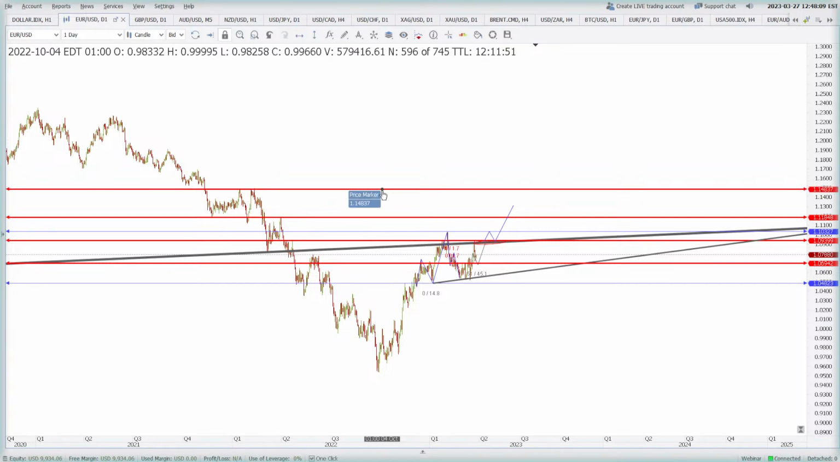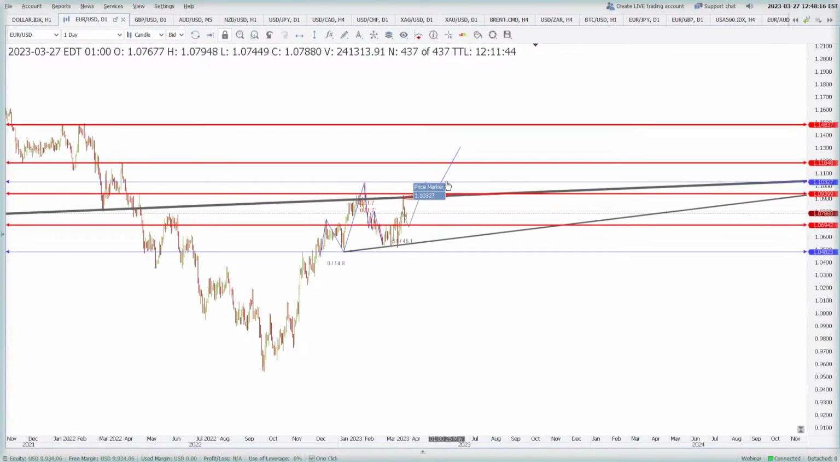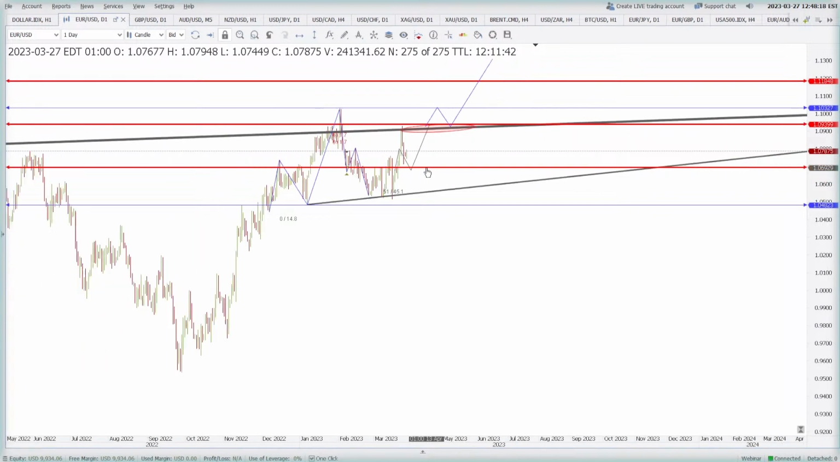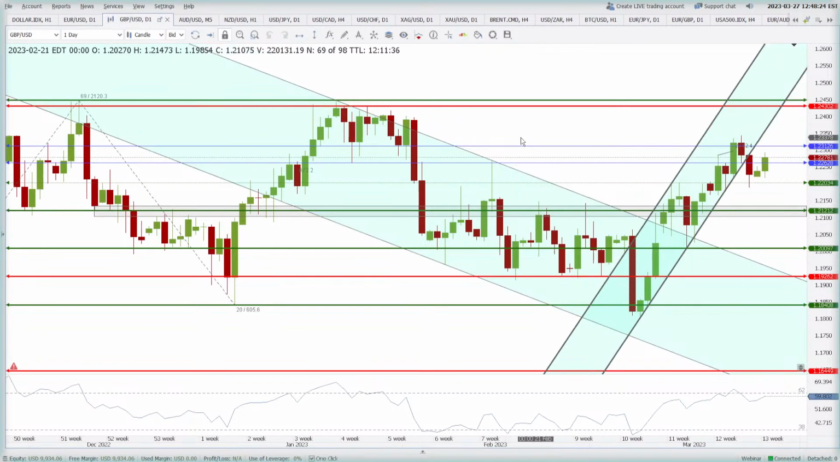this range, 1.1483. All right, see guys, this is a simple game of testing highs on the way up and testing lows on the way down. Okay, keep this in mind.